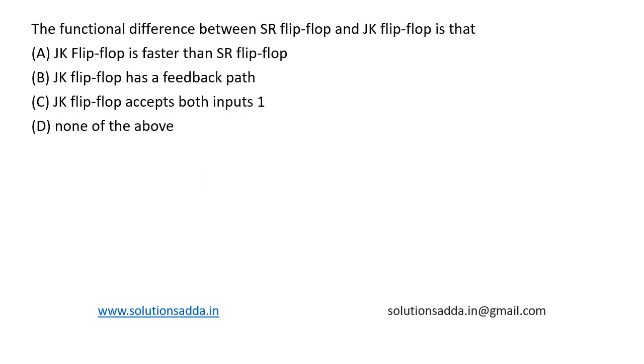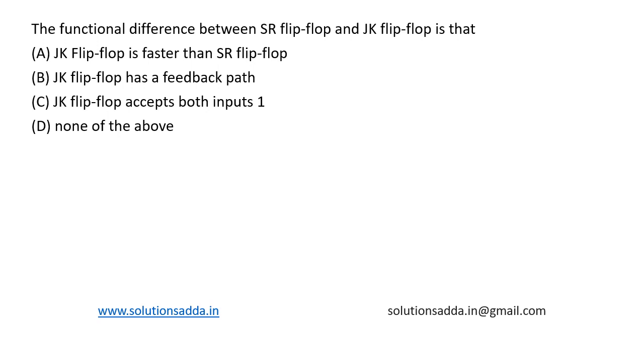This is a question from digital logic design. The functional difference between SR flip-flop and JK flip-flop is that, and 4 options are given. Option A, JK flip-flop is faster than SR flip-flop. Option B, JK flip-flop has a feedback path. Option C, JK flip-flop accepts both inputs 1, and option D, none of the above.